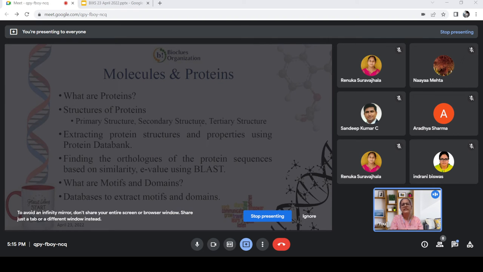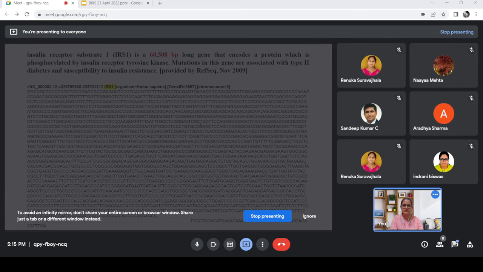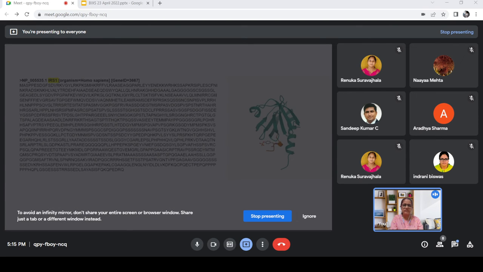So, in the next class, you will be learning about molecules and proteins. You will be learning about what proteins are and how their structures are formed. As I was telling you, I was talking about protein here. So this sequence is a long stretch of amino acids in a specific pattern, which is specific for this structure. So this here is a primary structure, and this here is a tertiary structure.